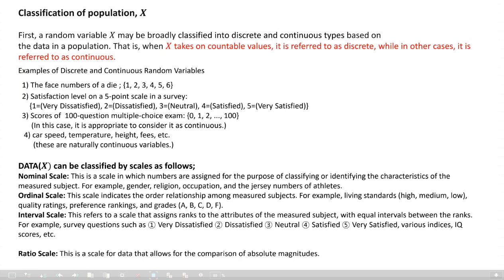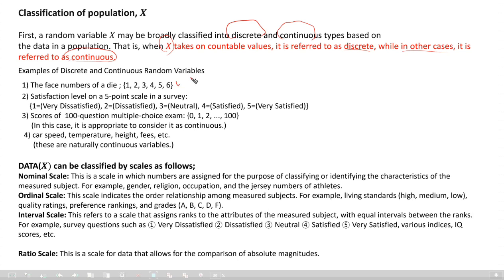Classification of a population, classification of x. First, random variable x may be broadly classified into discrete and continuous types based on the data in the population. That is, when x takes countable values, countable meaning you can count with your fingers, it is referred to as discrete. Otherwise, it is referred to as continuous. Example of discrete: the face number of a die, 1, 2, 3, 4, 5, 6. There are only 6 numbers.